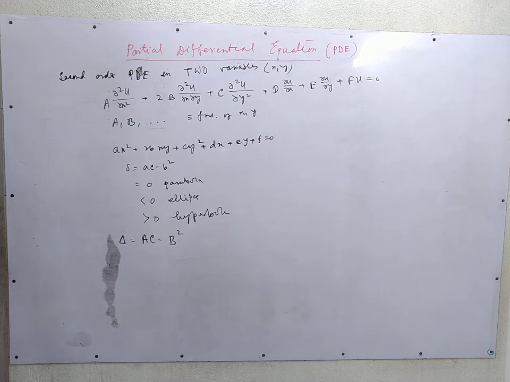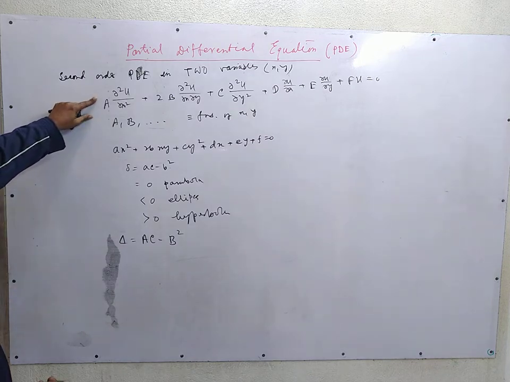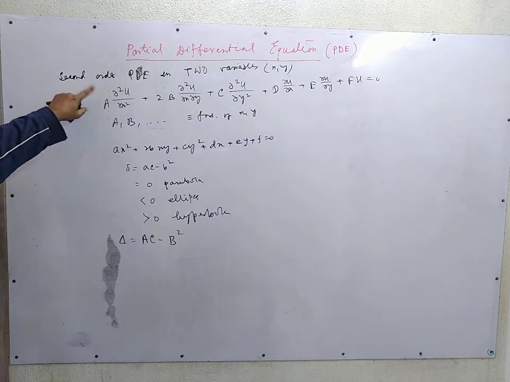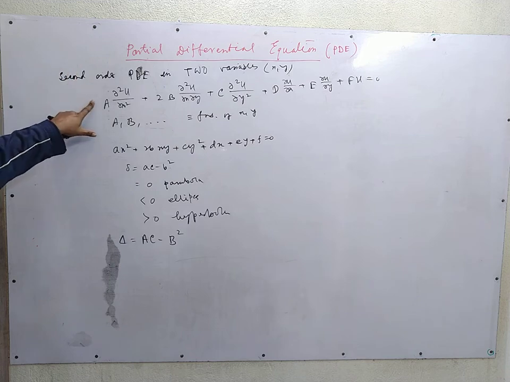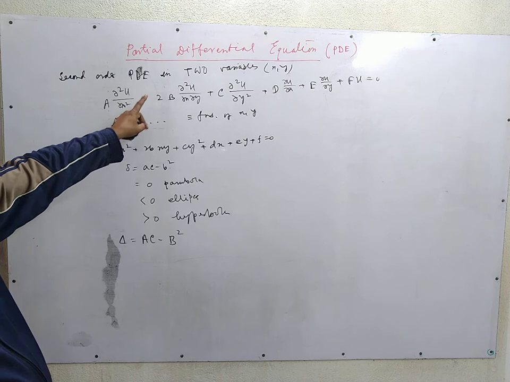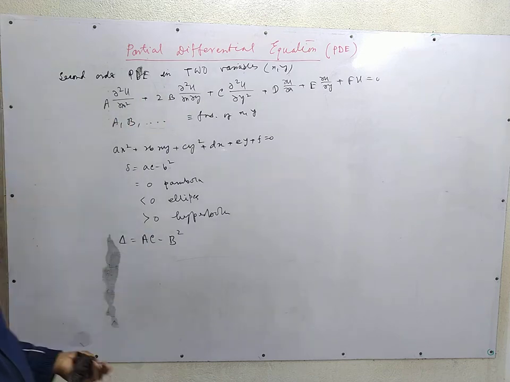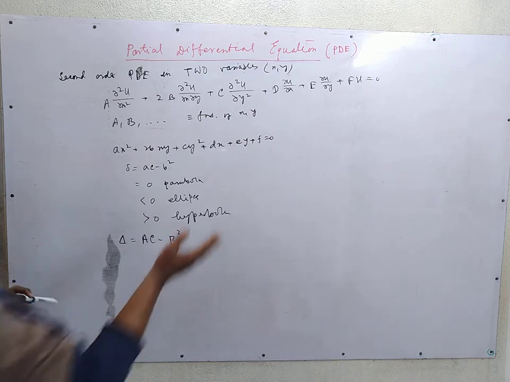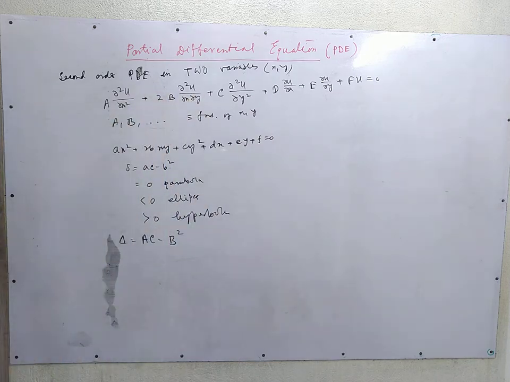Note one thing, that this equation is a second order partial differential equation, but still it is linear because there is no product term involving u and its partial derivatives. So this is a linear equation.